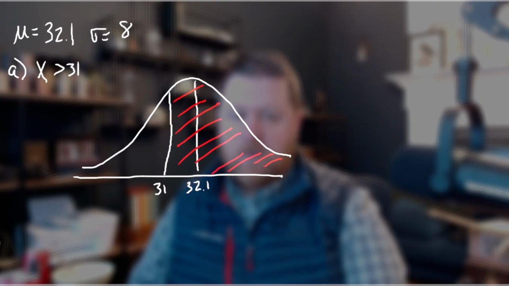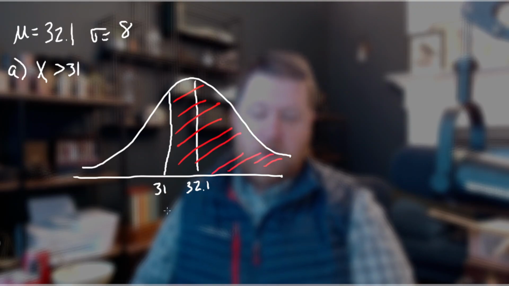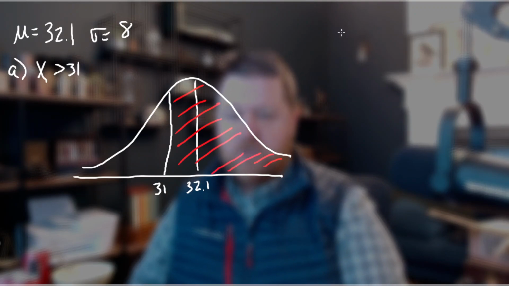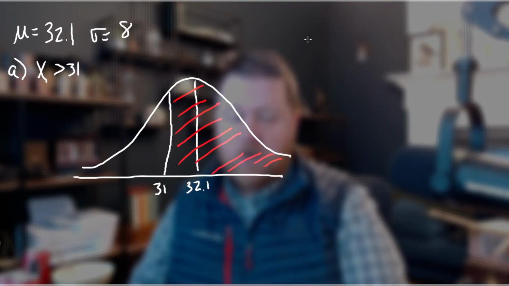All righty. So how do we do that? Well, first we've got to turn 31 into a z-score. I can't go look up 31 on the table because 31 is not a z-score. 31 is just in this weird normal distribution we don't have a table for. So we've got to turn that into a z-score because we only have a z-table. So let's come over here and say z is equal to x minus mu over sigma.